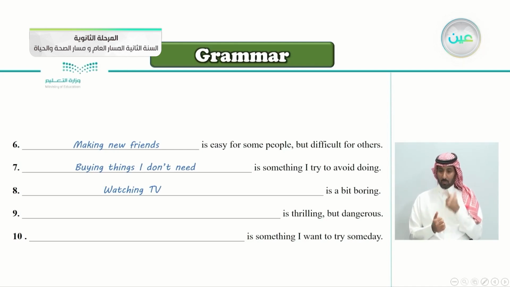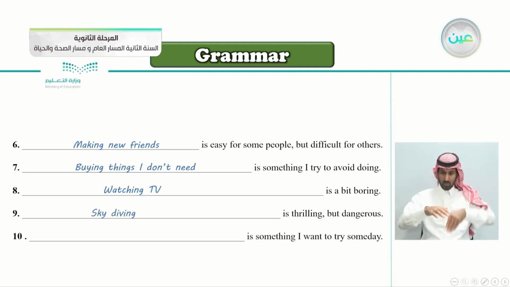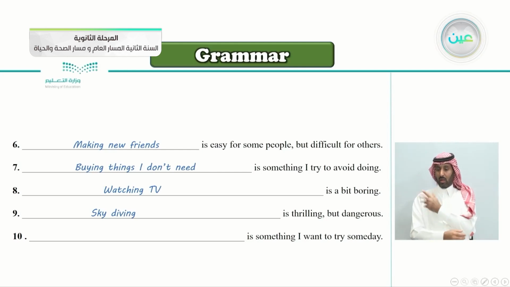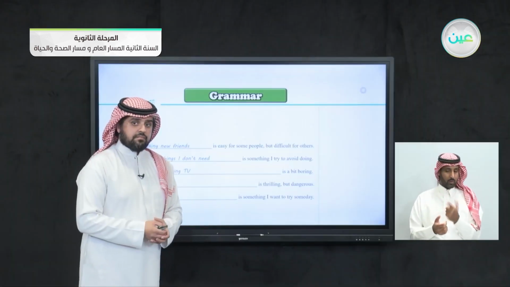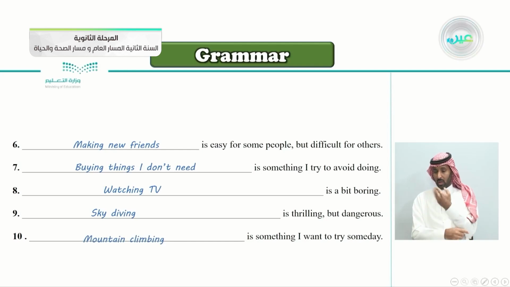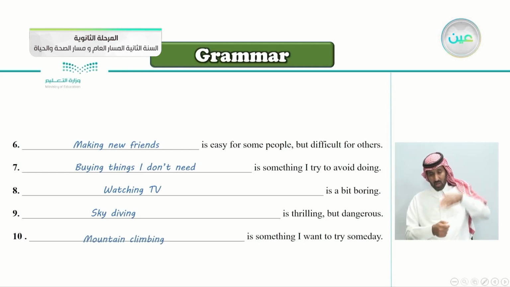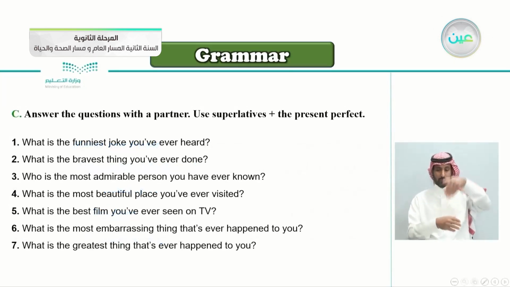Thrilling but dangerous. For example, skydiving. Of course, it's very thrilling, but also it's dangerous. Number 10 is something I want to try someday. What is something that you've always wanted to try? For example, I have written mountain climbing is something that I want to try someday. Exercise C here, answer the questions with a partner. Use superlatives and present plus the present perfect. So you'll be answering all of these questions with your partner.